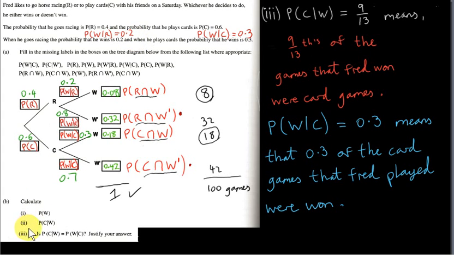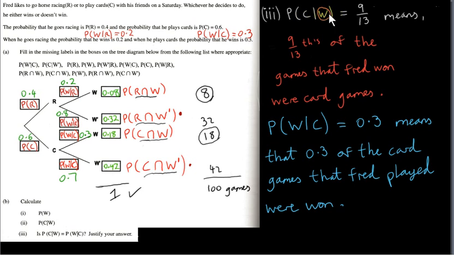Now, in the last video, we had calculated B part 2. That's the probability that Fred played cards given that he won a game. We saw that it was 9 over 13. Now, what does that mean? Well, we can say that 9/13 of all the games that Fred won were card games.